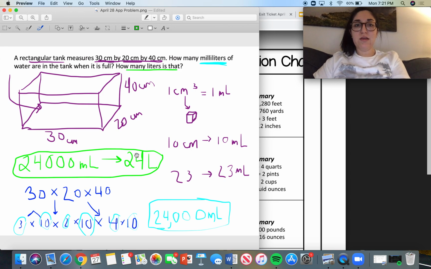And that is how we are able to answer this question. I answered how many liters, it's 24 liters. I answered how many milliliters are in the tank, and I found that by first finding the volume, by doing 30 times 20 times 40, I got 24,000. That's how many milliliters go in, and then I do my second conversion.